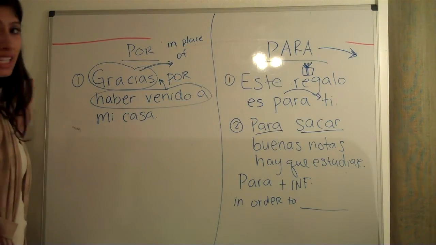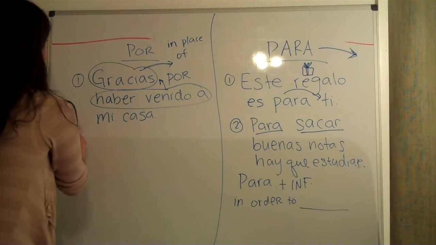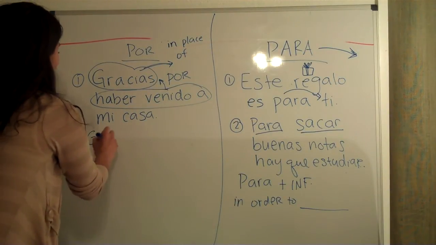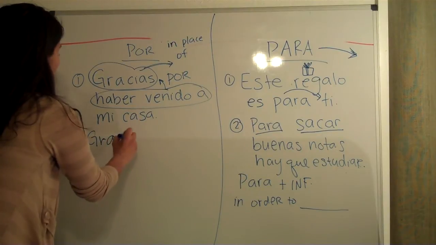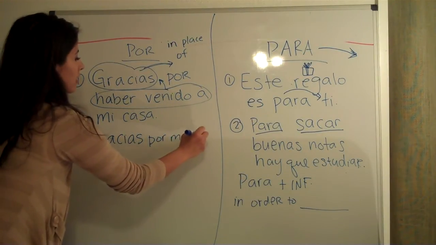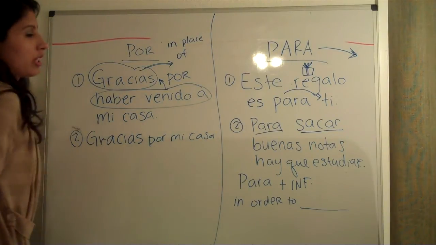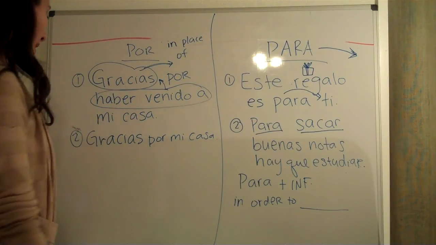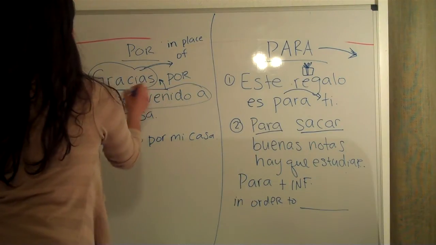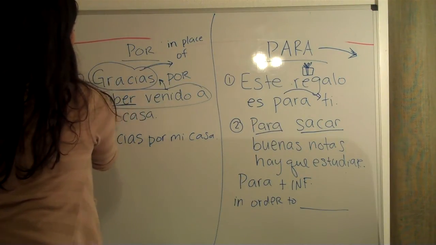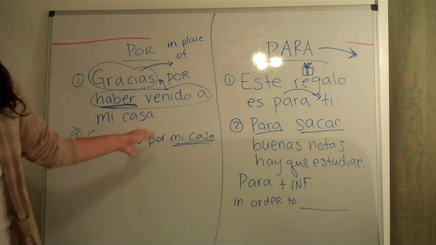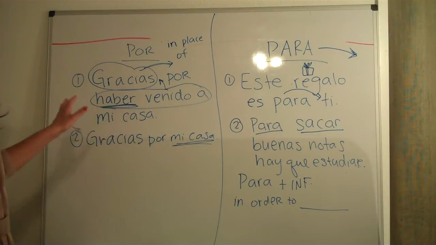And yeah, when you have gracias, you always say gracias por. Like say you have a gratitude journal or whatnot, you can say gracias por mi casa. Thank you for my house. Gracias por mi coche. Thank you for my car. Whatever you want to say. This is gracias por plus an infinitive, and here you just have a regular noun. Gracias por. So remember that.